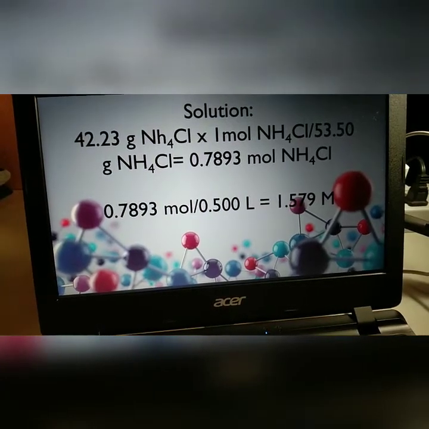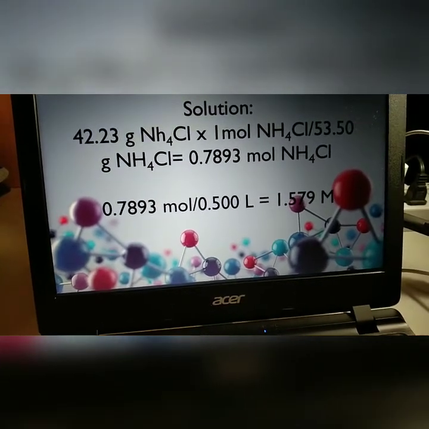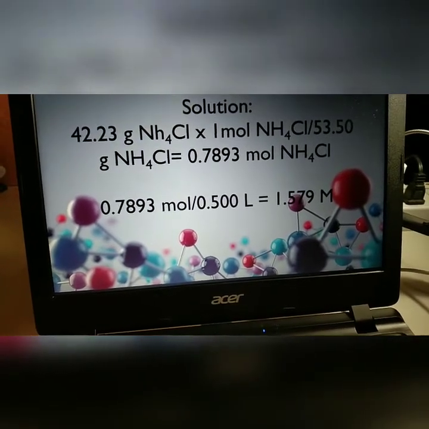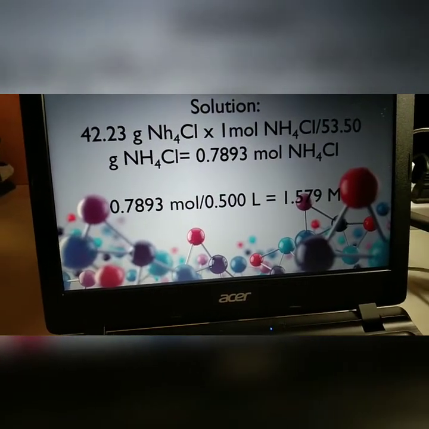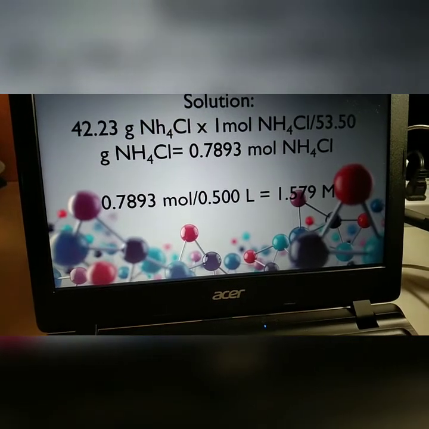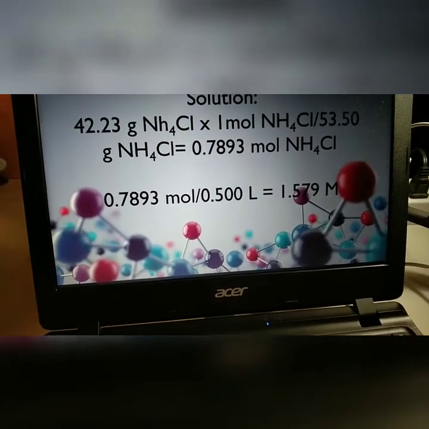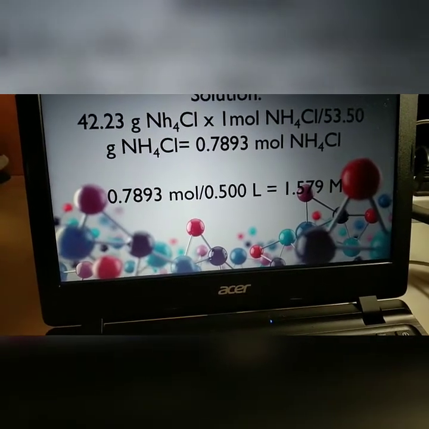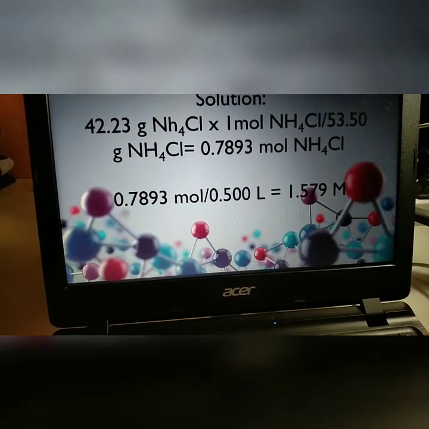Conversion of the mass of solute to moles. We have 42.23 grams ammonium chloride times 1 mole ammonium chloride divided by 53.50 grams ammonium chloride is equal to 0.893 moles. Then using the formula of molarity, the number of moles of solute is equal to 0.893 moles divided by the liters of solution, which is 0.5 liter. The answer is 1.579 molarity.